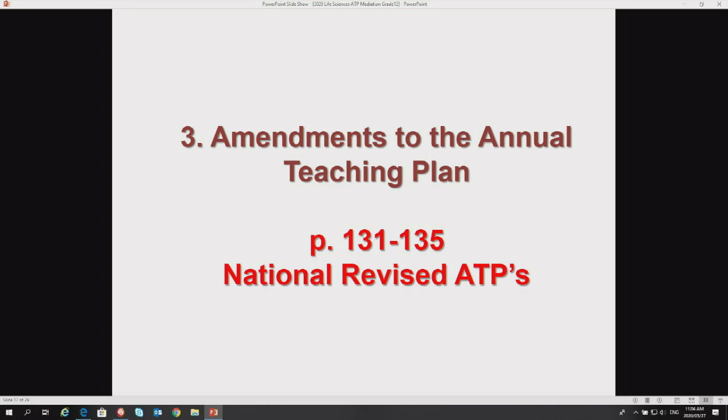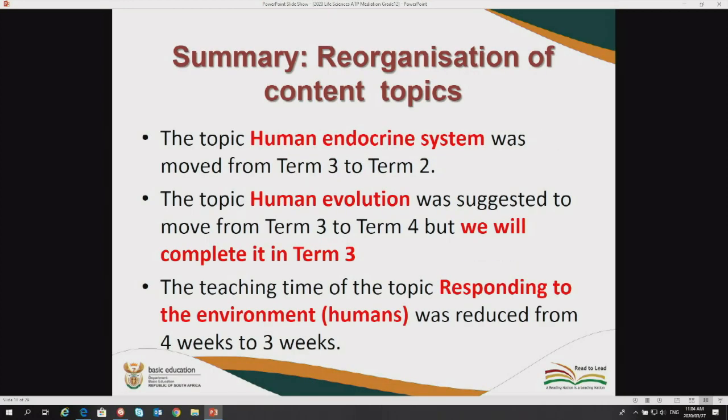And that document is the one that we have just looked at. So, to summarize, what has changed? The topic human endocrine system was moved from term 3 to term 2 in the new revised ATP. The topic human evolution was suggested to move from term 3 to term 4, but as a province, we will complete it in term 3.